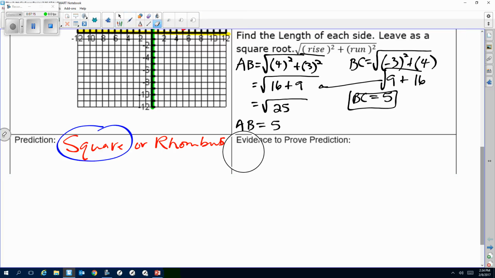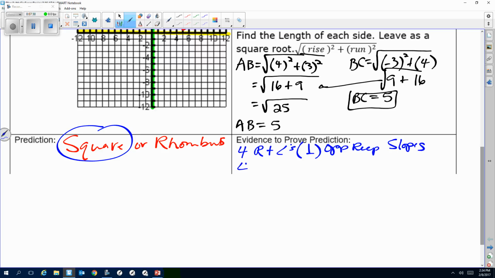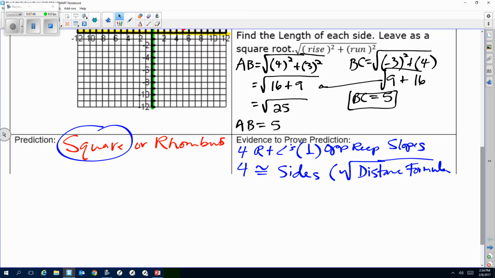And the reason why it's a square is because we have 4 right angles, okay, which we proved with the perpendicular because of the opposite reciprocal slopes. And we have 4 congruent sides, okay, which we did with the radical, with the distance formula. Okay, so that takes care of our square. So the key to this is making sure you graph them and you look at your slopes and your distances.